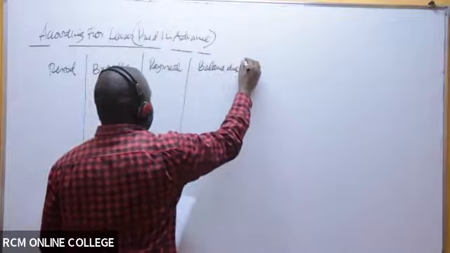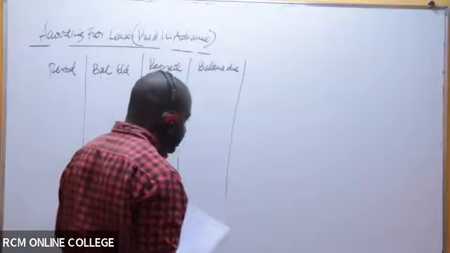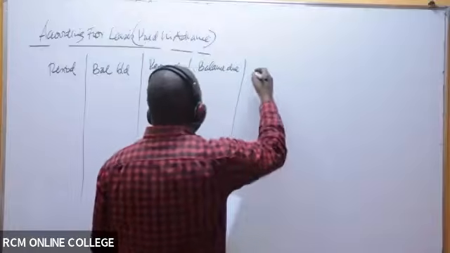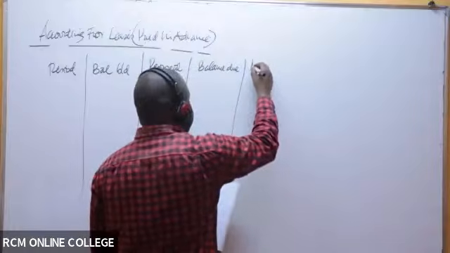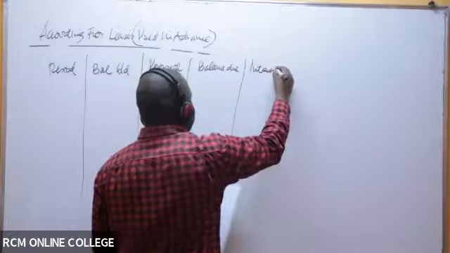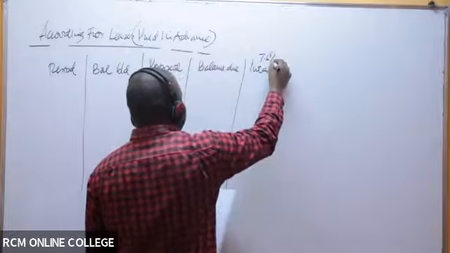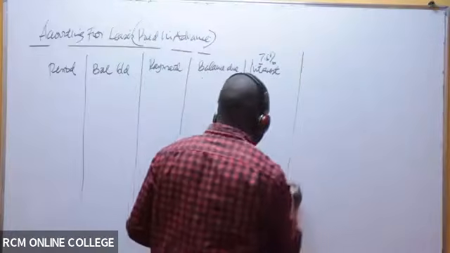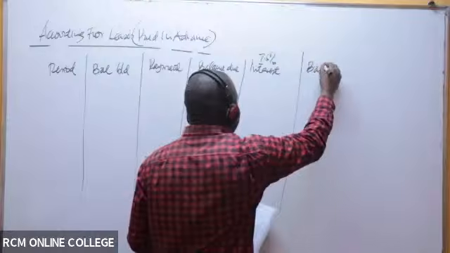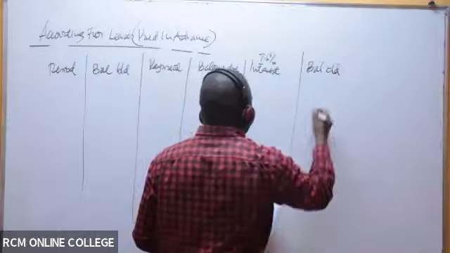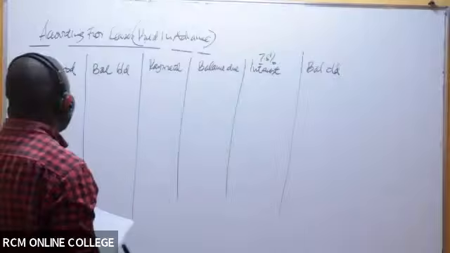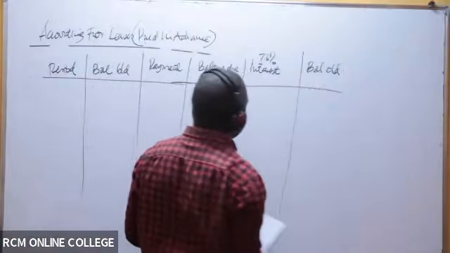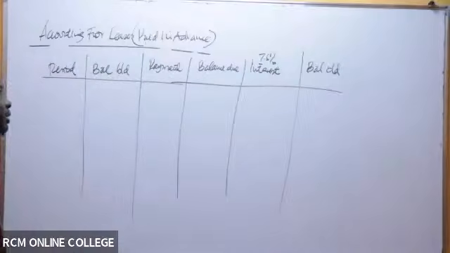Balance due. The balance due will be realized, for example, by the end of the year. Then they'll be able to compute interest on this, because our interest is 7.5%. Then after that, you'll have the balance carried down. So take note of how we come up with the amortization schedule is a bit different from our previous one.